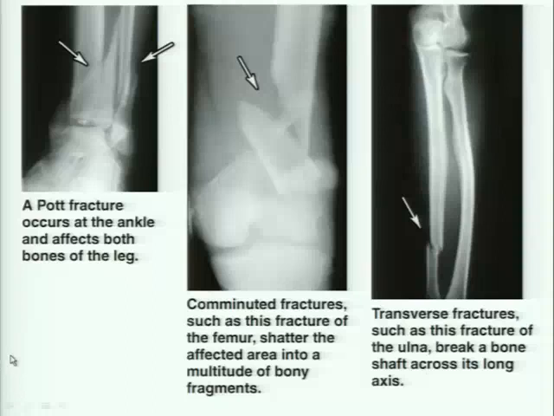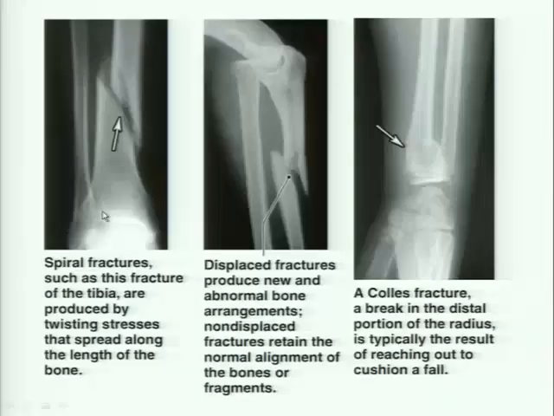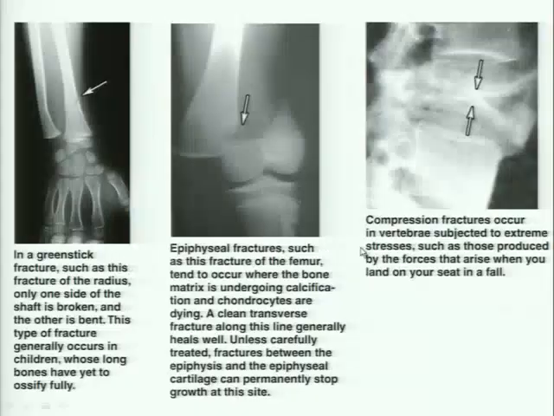Shows you some examples of these. And you should know these ones. You should know what they are. So if I ask you, where does a Pott fracture occur? You should know it's in your ankle. Here's some pictures of these good ones. There's a spiral, displaced. Here's the greenstick. So this one's bent out. Epiphyseal fracture. Oh, that's a nasty one. And there's compression.